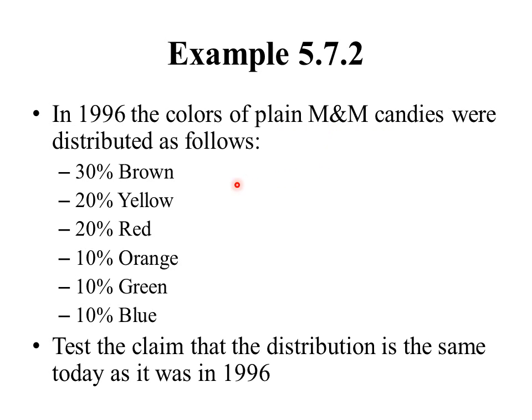So notice that what we've got here is a population of plain M&M candies today. And this population is divided up into 6 different categories. Each color is a category. And here we're making a claim about the distribution of those categories. We want to determine, does that distribution from '96 fit today's candies or not?